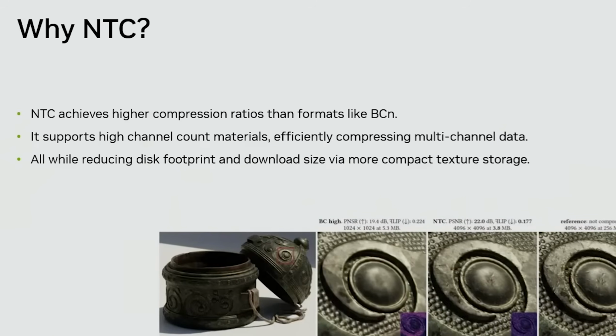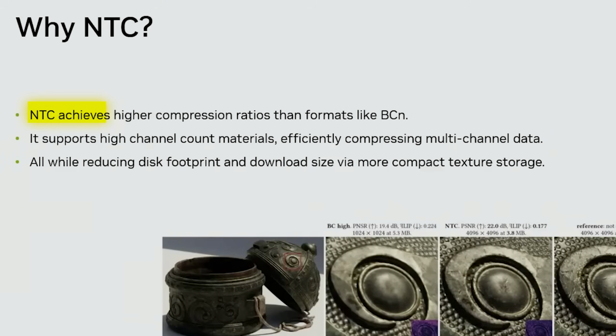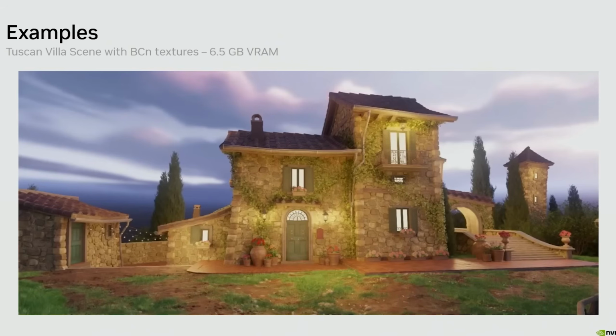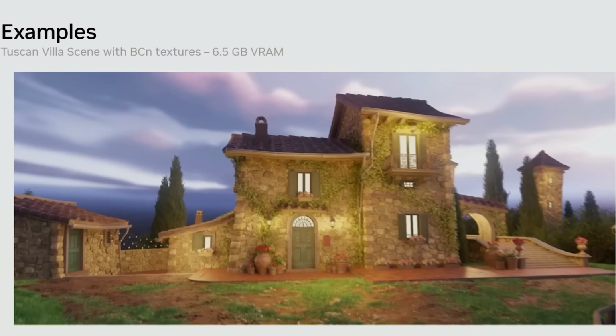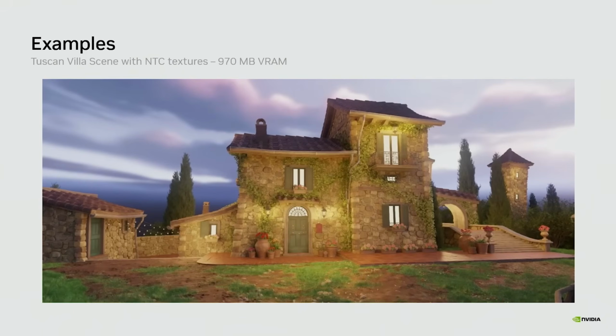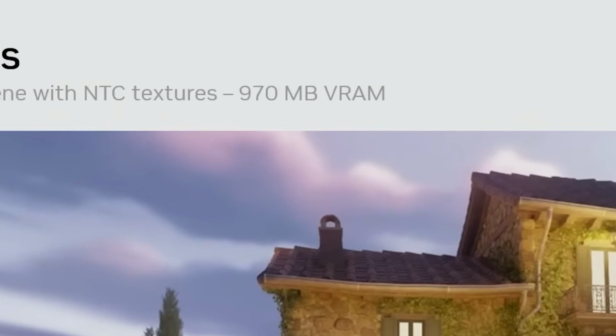Now, if it works like they say, it seems to be better than the traditional methods like BCN, which from my understanding is pretty standard in games. Looking at their examples, they show a Tuscan villa scene. With normal BCN textures, it uses around 6.5 gigabytes of VRAM, but with NTC, 970 megabytes. That is an insane difference.